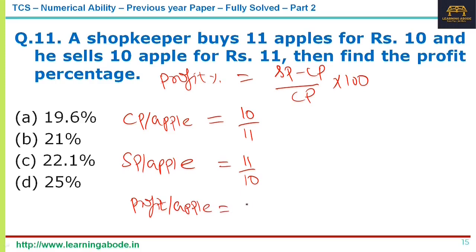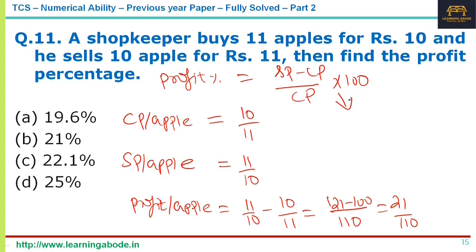So that will be equal to 11 by 10 minus 10 by 11. So here the denominator is 110. So we'll get 121 minus 100. That's 21 by 110 is the profit.